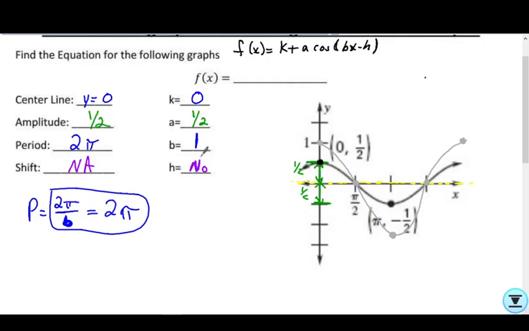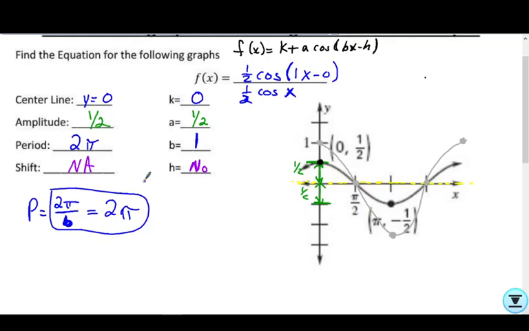And after that, we just plug in our values. So we come up here, we have no k, so k is 0. My a is 1/2, so it's 1/2 cosine. And this is going to be 1x minus basically 0, or just 1/2 cosine x. And that's our equation. Now that's our equation if we used cosine, which is the easiest one for this.